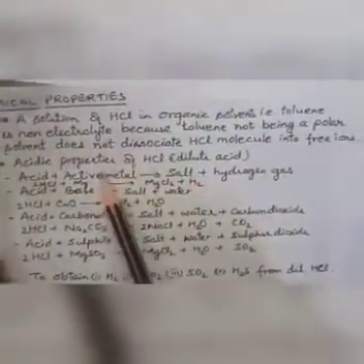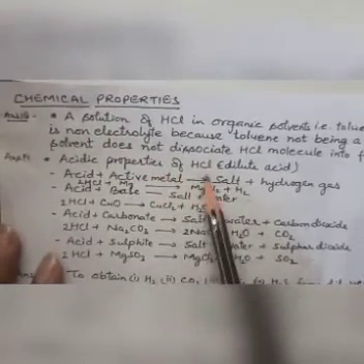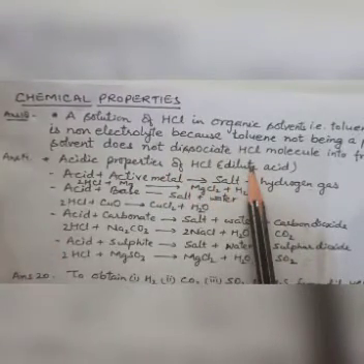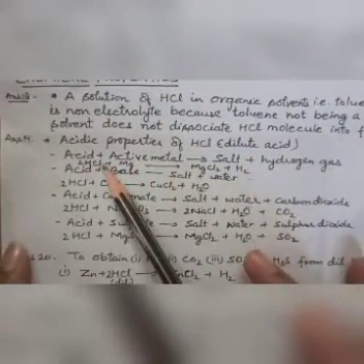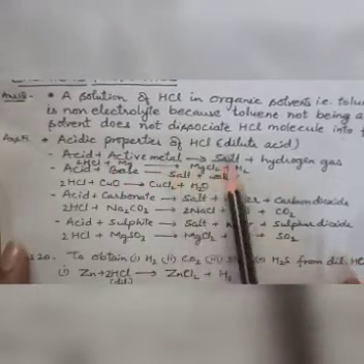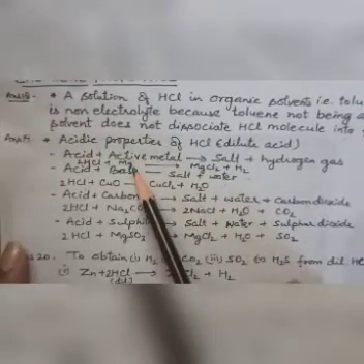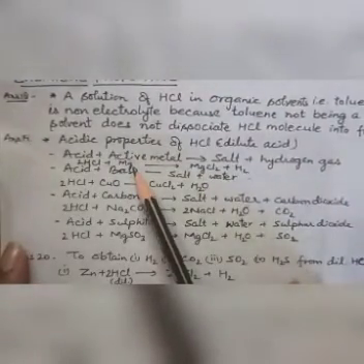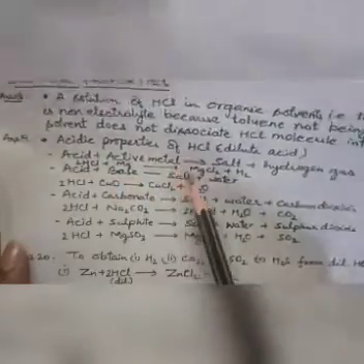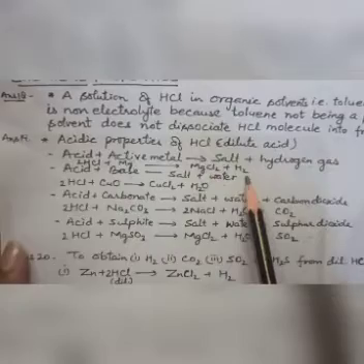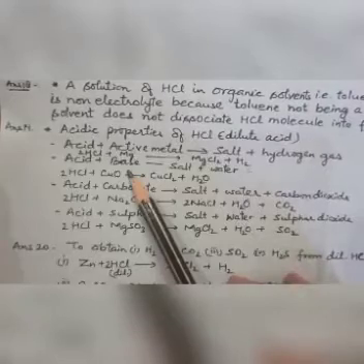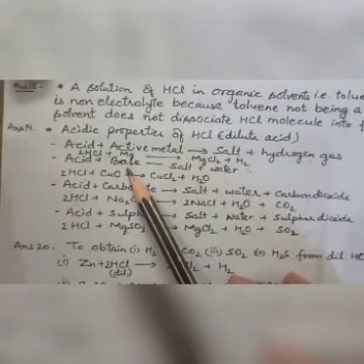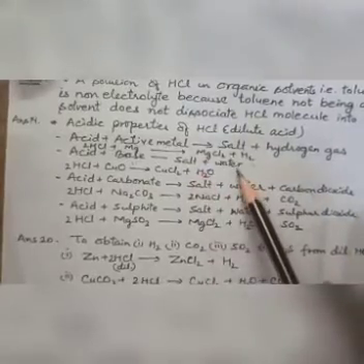Okay, now next is the acidic properties of dilute hydrochloric acid. Now what are the main acidic properties of dilute hydrochloric acid? First, dilute acids, whenever they react with active metals, always give salt and hydrogen gas. For example, magnesium, or in place of magnesium you can take zinc or iron or aluminum, right? When they react with dilute hydrochloric acid, they give, for example here, magnesium chloride and hydrogen gas. Now next, when acids react with bases, when dilute acids react with bases, they always form salt and water.